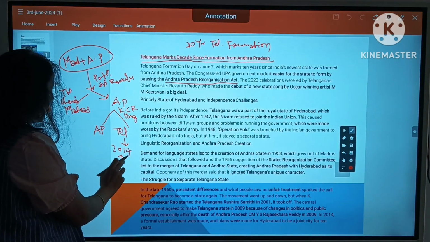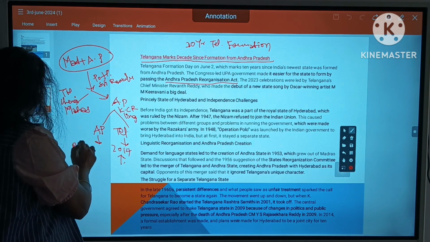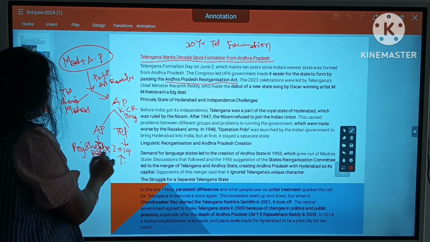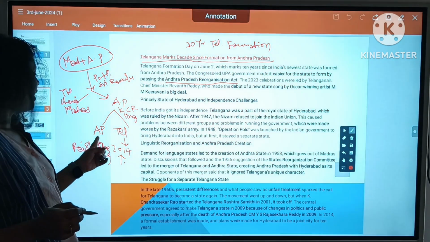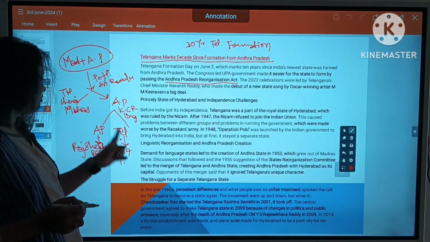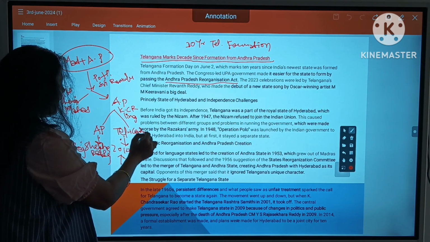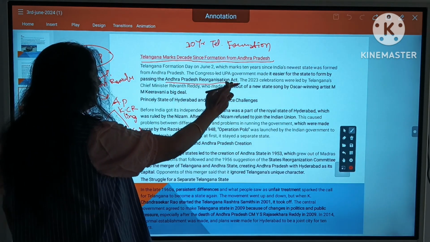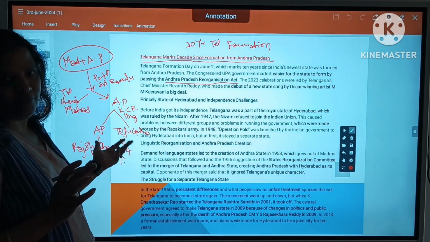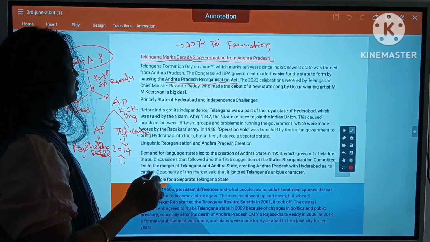So why this happened is due to AP CM Rajshekar Reddy's death. There is no strong opposition from AP who can oppose the Telangana formation. So Telangana directly went to the center. There they requested under Andhra Pradesh Reorganization Act to form Telangana. So like that, Telangana was formed. So now they are celebrating 10 years of Telangana formation.